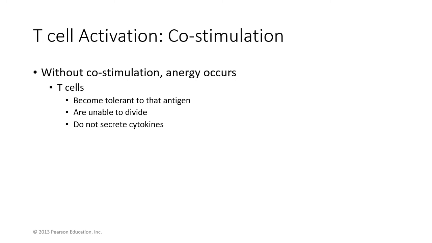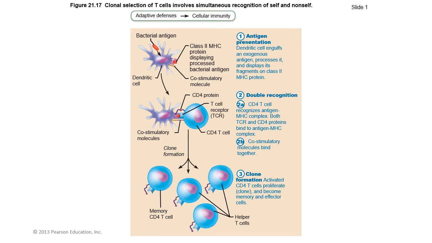So the key is here, if you don't have this, you can have binding, but if you don't have the release of these co-stimulatory chemicals, this process results in anergy. Anergy means nothing happens. And the T cells become tolerant to the antigen, they don't respond, they don't divide, they don't secrete any cytokines, so you get no response. So stimulation is very important.